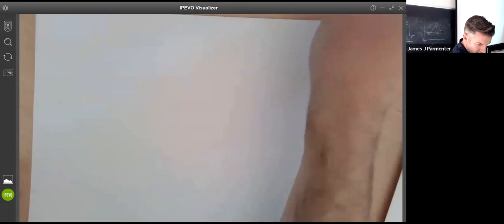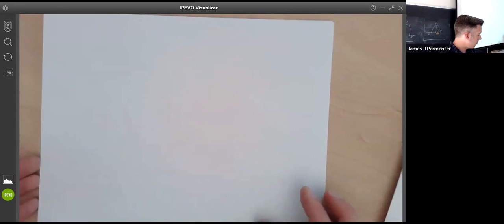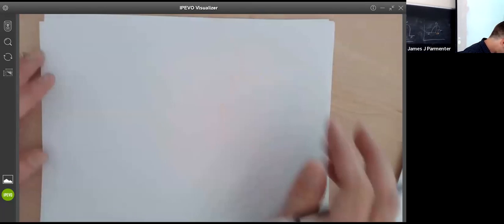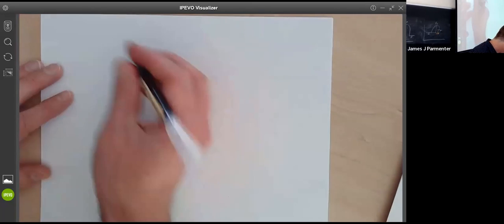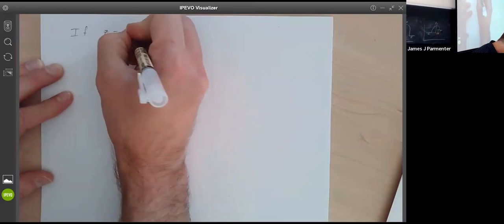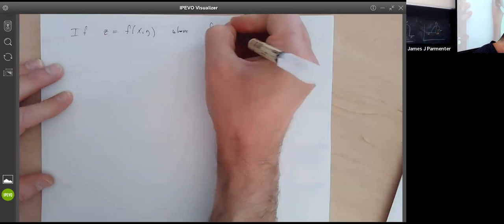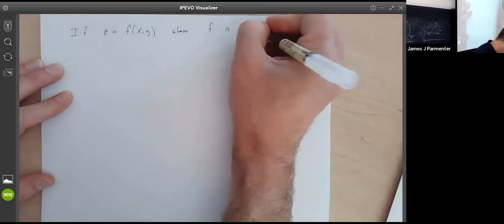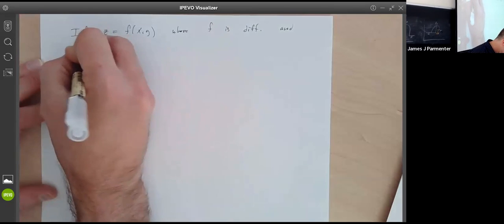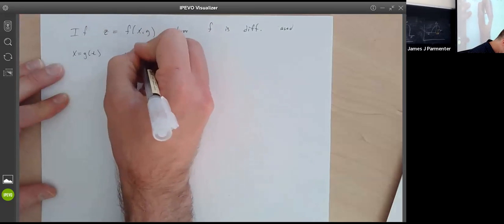All right, let's look at something like problem 11 first, and then we'll come back and see what problem 7 is all about. So here's problem 11. We have the following setup. If z is equal to f of x, y, where f is differentiable, and we're given a lot of information. We're given that x is equal to g of t. We're given that y is equal to h of t.